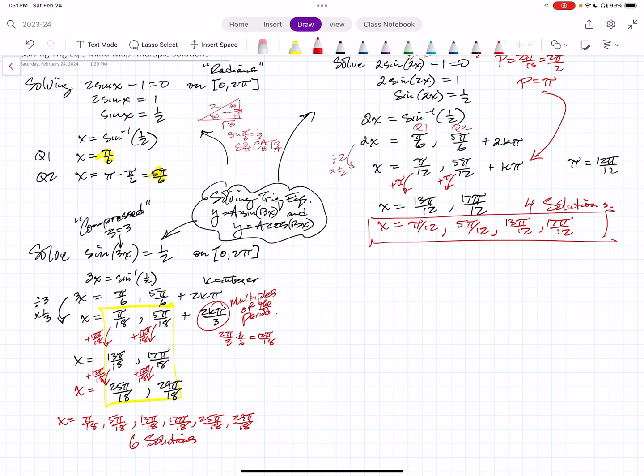Let's, instead of compressing it, let's stretch it. All right, so let's change b to a fraction less than 1, like 1/4 or so. All right, so let's go down here. Let's do a stretch, because you don't know what I'm going to give you on a test, right? So let's solve sine of 1/4 x equals 1/2, and let's see what happens.